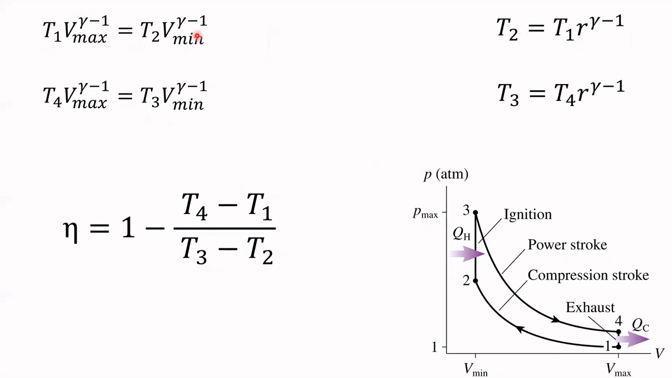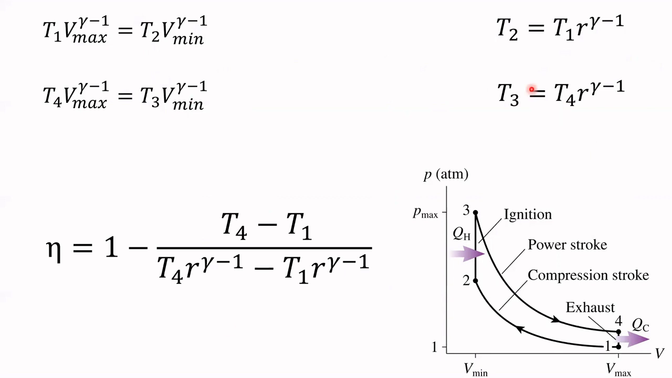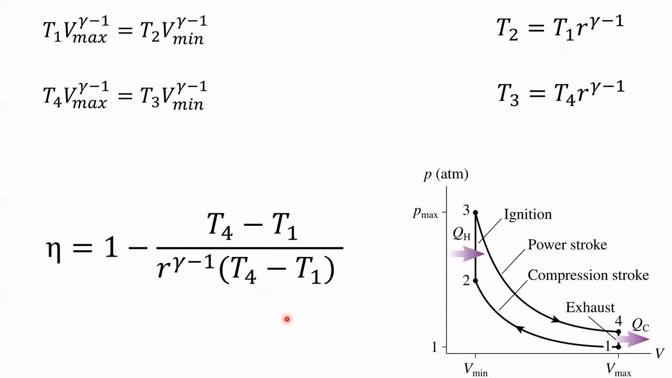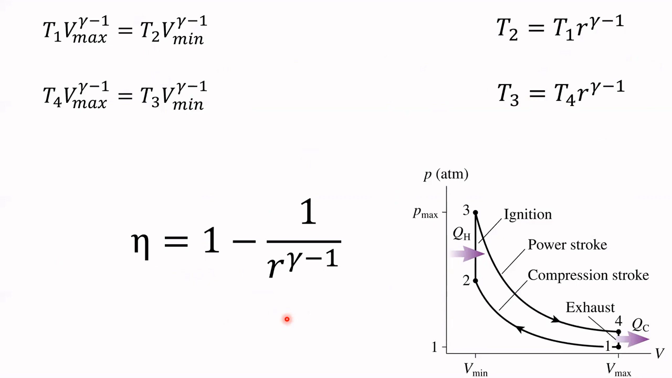So make sure you see how I got from these formulas for an adiabatic process to these formulas relating the temperatures. So down here, instead of T3, I'll write T4 R to the gamma minus 1. Similarly for T2, and I get this expression, and now you see where this is going. If I factor out R to the gamma minus 1, I'll have a T4 minus T1 on top and bottom. They cancel. And remarkably, the efficiency of this idealized cycle, the Otto cycle, depends only on the compression ratio.